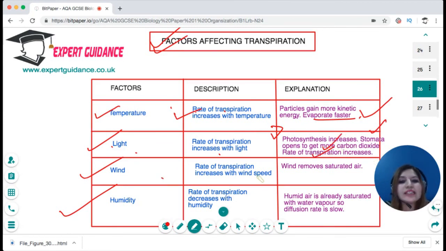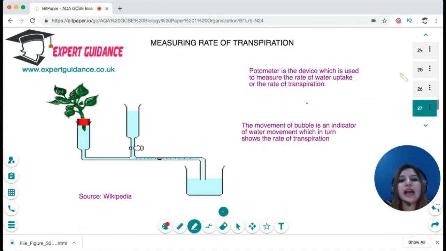Wind: as the wind speed increases, it moves all the saturated air away, increasing the concentration gradient of the water vapor, increasing the rate of transpiration. Humidity: the rate of transpiration decreases with humidity. Why? Because humidity will make the air saturated with water vapor, decreasing the concentration gradient, so the diffusion rate of water will slow down. Okay, now how do we measure the rate of photosynthesis or transpiration?